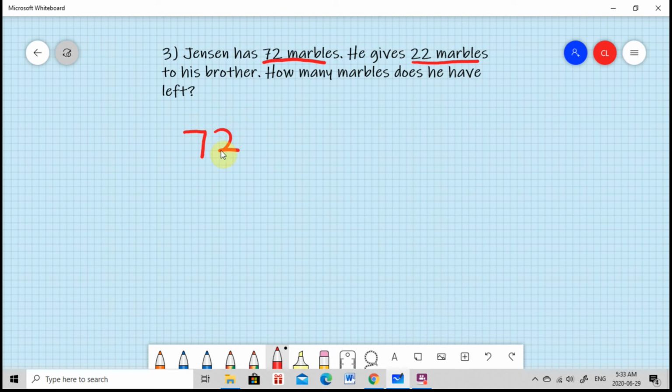So Jensen has 72 marbles. He gives 22 marbles to his brother. That means that he lost 22 marbles, right? Because he gives 22 marbles away. So this is what you do: subtraction. So how many marbles does he have left?